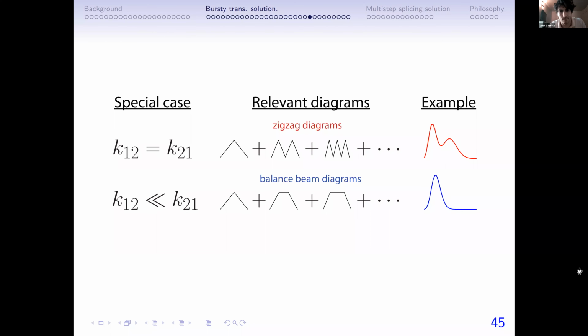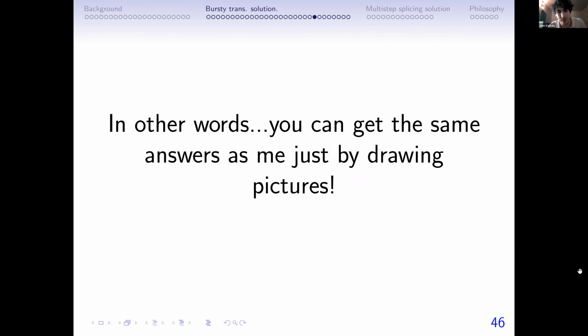But anyway, the net effect of this is that you can get the same answers as me just by drawing pictures. That's a good thing.